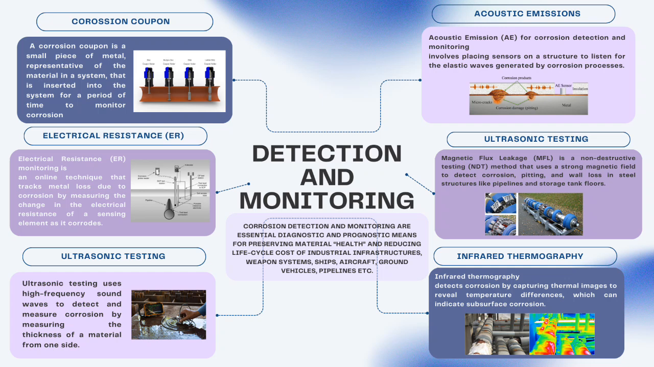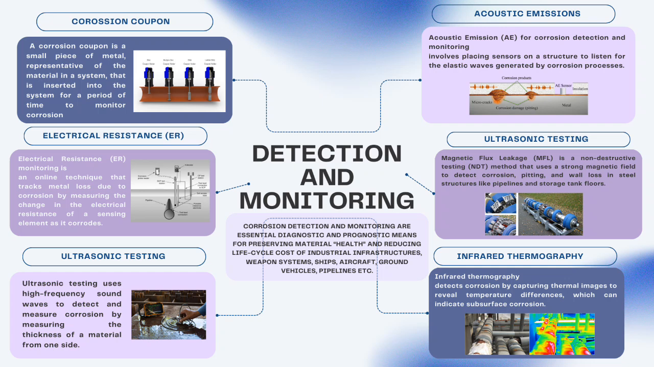Next is electrical resistance monitoring. This technique measures how the electrical resistance of a sensing element changes as it corrodes. Since metal loss affects resistance, this method provides continuous online monitoring.